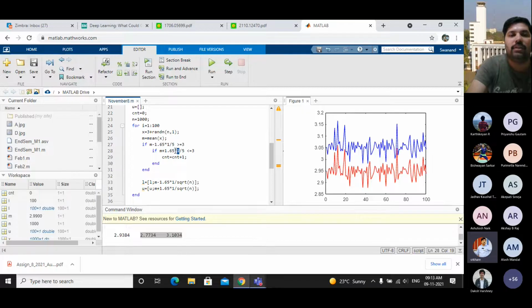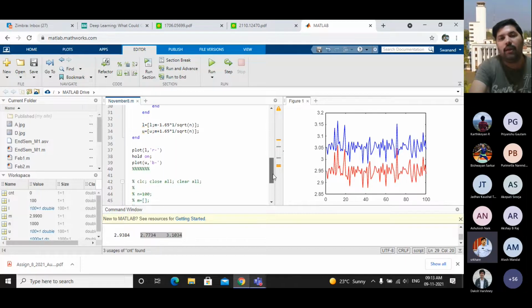And this 1.65 will no longer be 1.65. I'll look up the t table and find the percent point from the t table. These are the two things that I will change. Once I change these two points, I will have different values of lower bound and upper bound, and then I will see different lines here. Is that okay? Now, do you understand what we really have done?